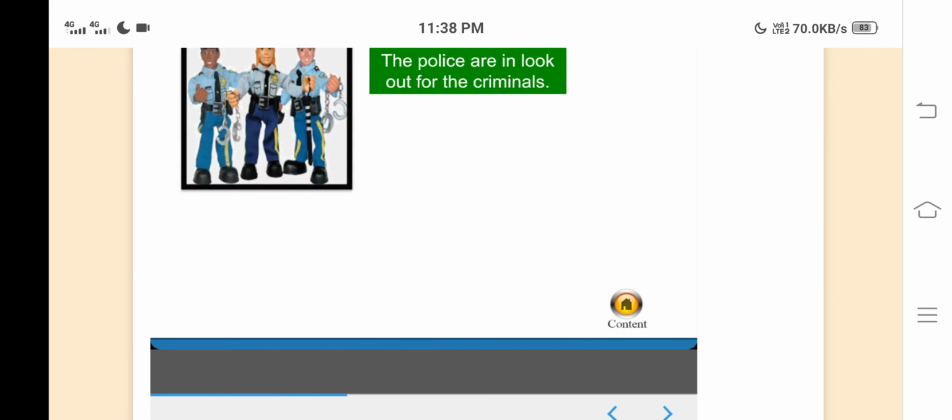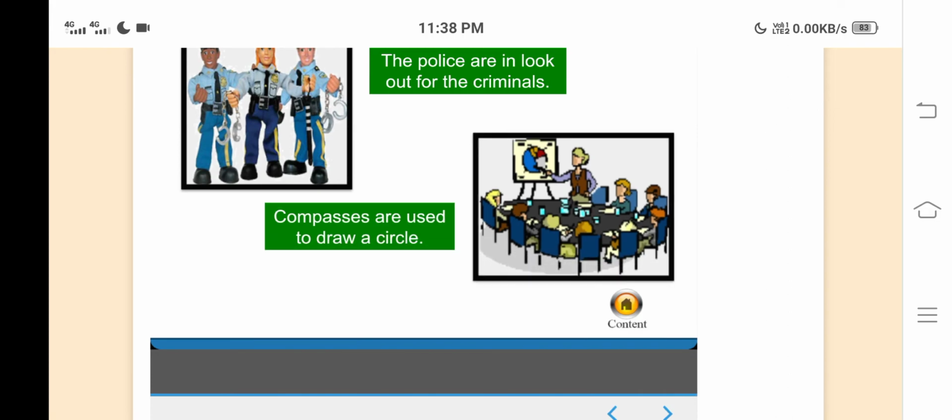Examples: The police are on the lookout for the criminals. Compasses are used to draw a circle.